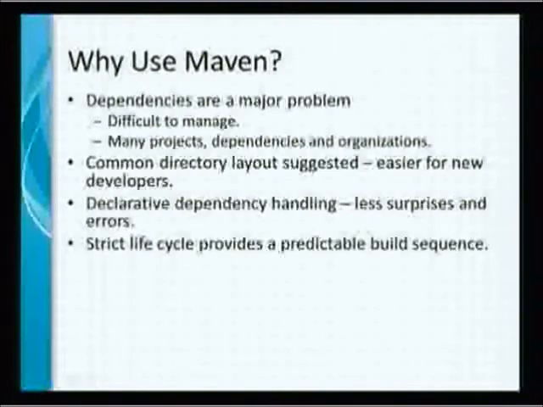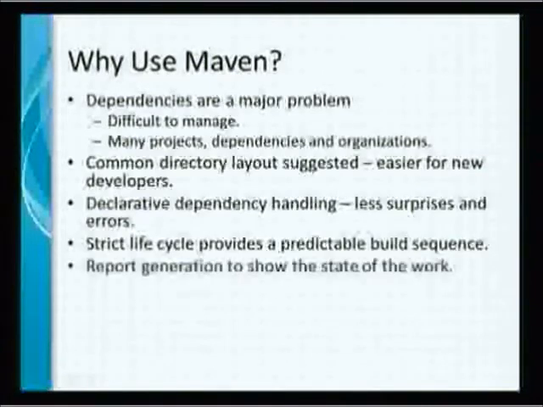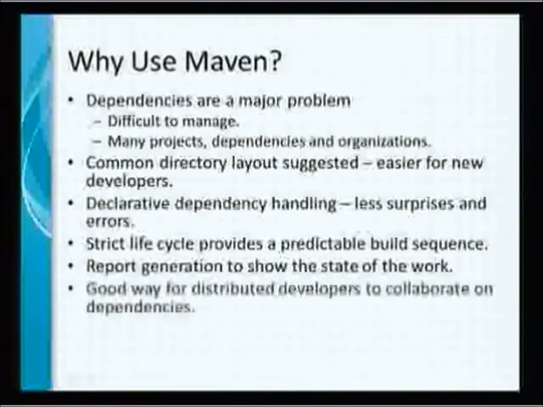And also, this is very, very important. There's a strict life cycle that gives a predictable build sequence. So within Maven, you know exactly what's going to happen. There's a series of steps that happen. And if you understand that those steps are going to be happening, you can pretty much understand how the build sequence is going to happen. We have report generation. And it's also a good way for developers to collaborate on the different dependencies they're using.